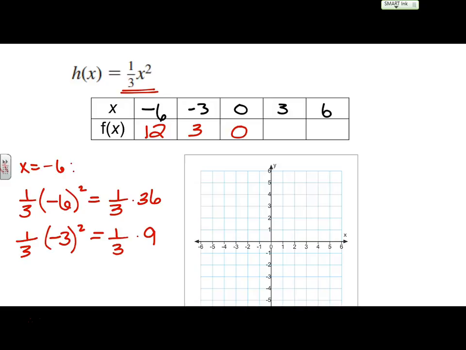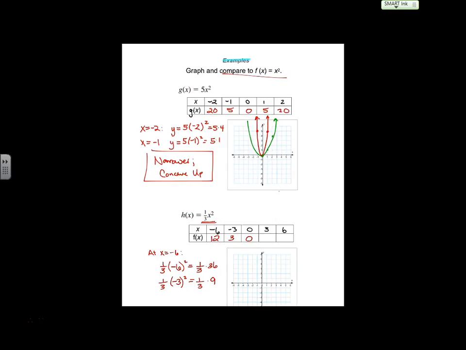Yeah, we could plug him in, but do you see his pattern? 20 and 5 and 0, and what happened as we kept on going? Yeah, it's predictable. Okay, so what are we going to do down here?